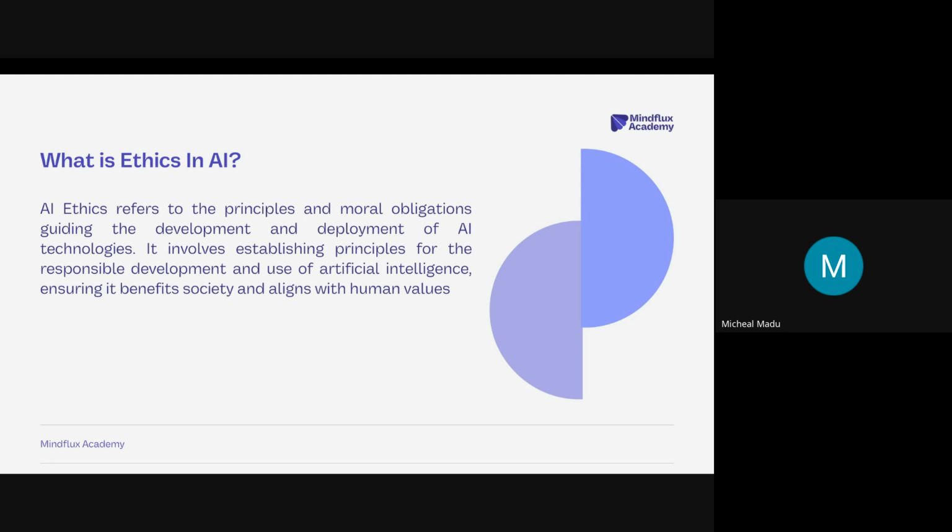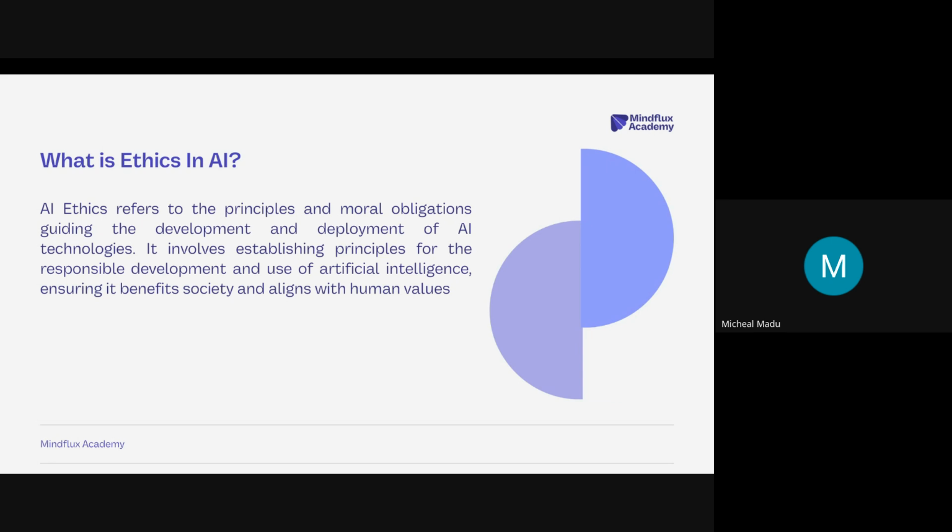It involves establishing principles for the responsible development and use of artificial intelligence, ensuring it benefits society and aligns with human values. So as engineers and would-be AI engineers, you want to ensure that when you're building AI technologies, they align with human values and benefit society.